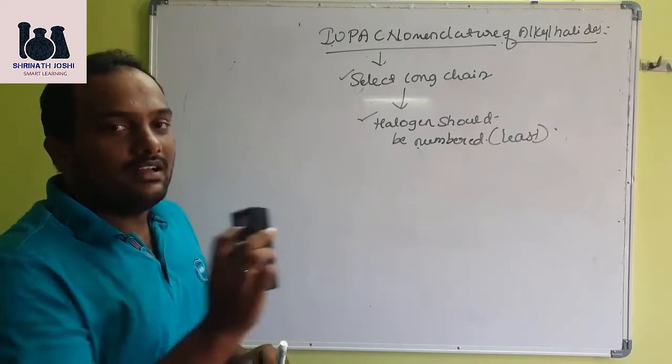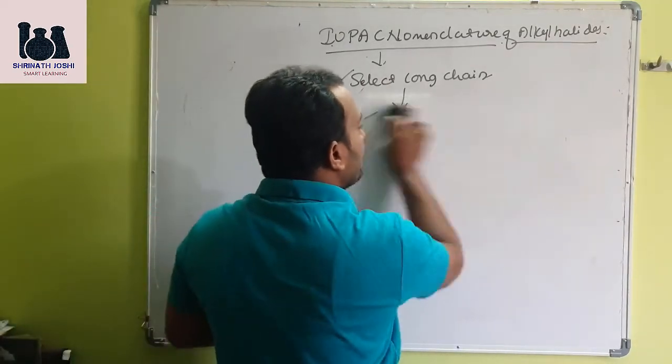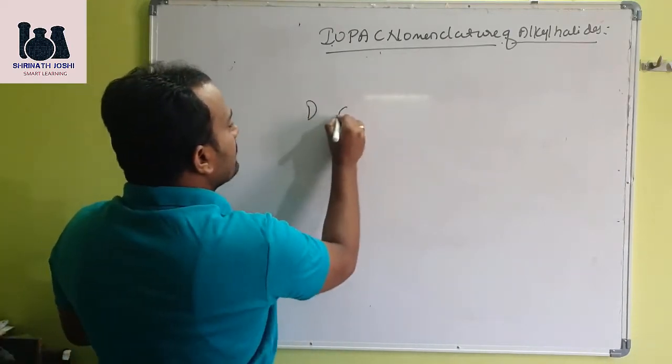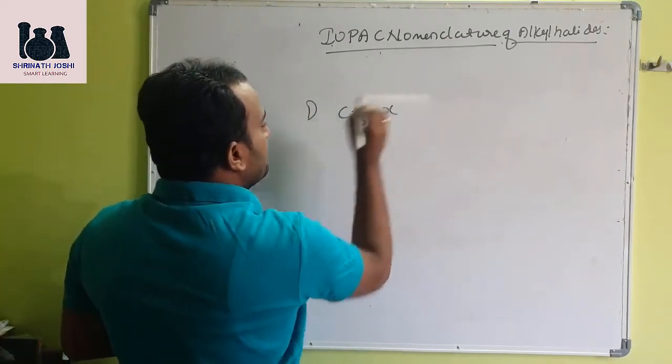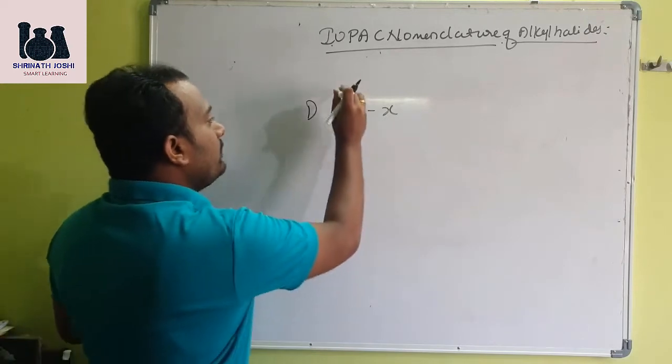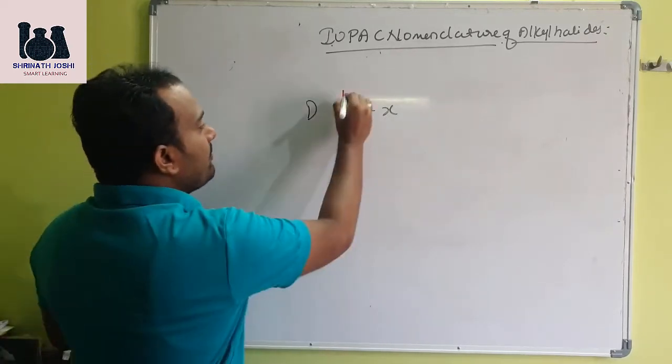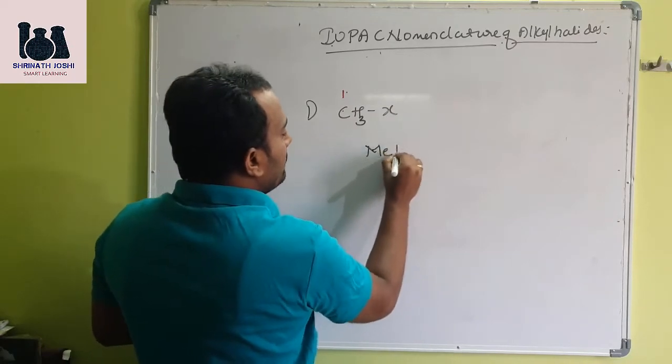One by one we will discuss the IUPAC nomenclature of some of the compounds. First compound I write CH3X. Remember, here there is only one carbon atom, therefore I give the number one to this one. Therefore this compound we call methane.